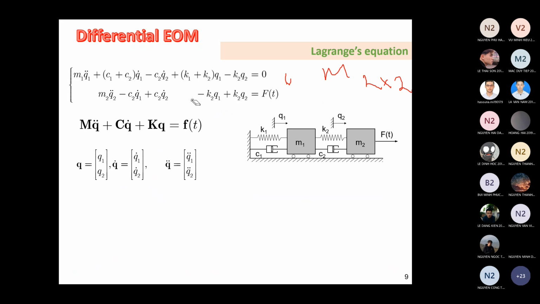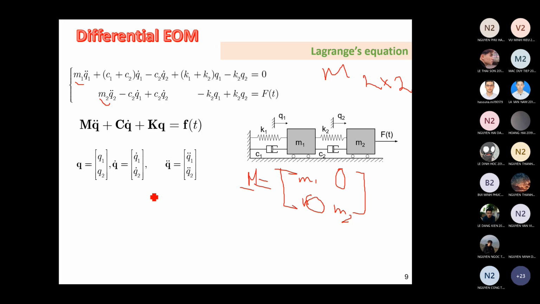So what is the matrix M? You can see here the elements for the first matrix should be M1 and M2. M1 multiplied with Q1 double dot and M2 multiplied with Q2 double dot. So the matrix M is M1, 0, 0, and M2. Right? So how about matrix K and matrix C?